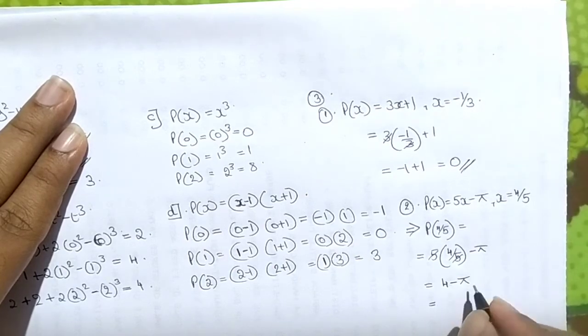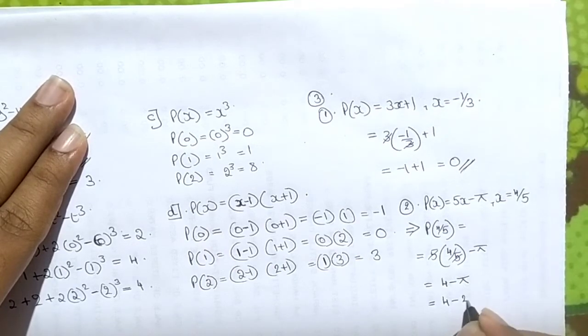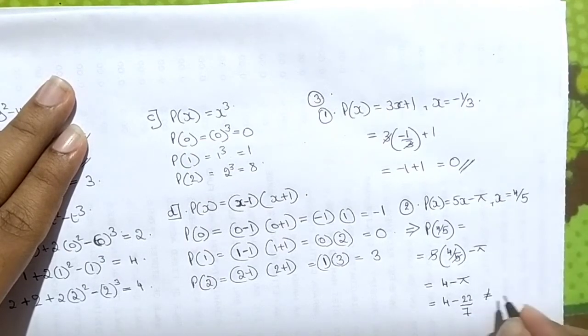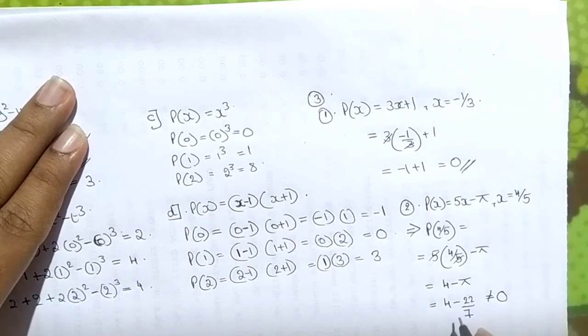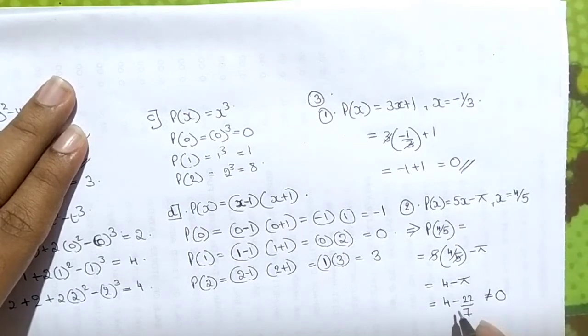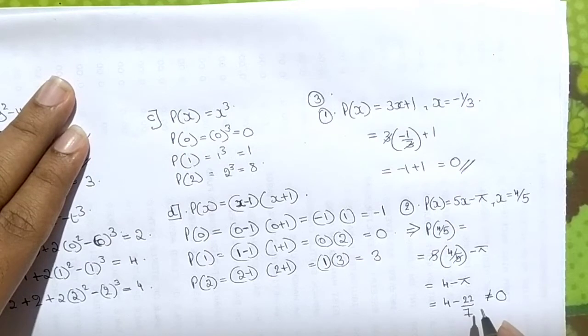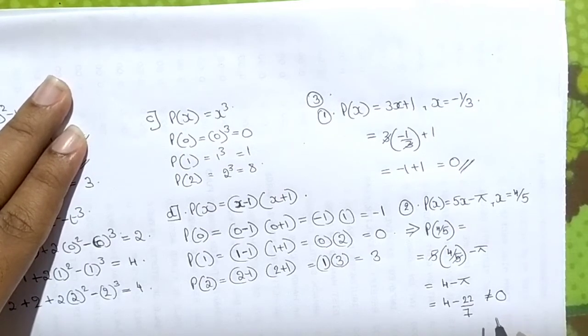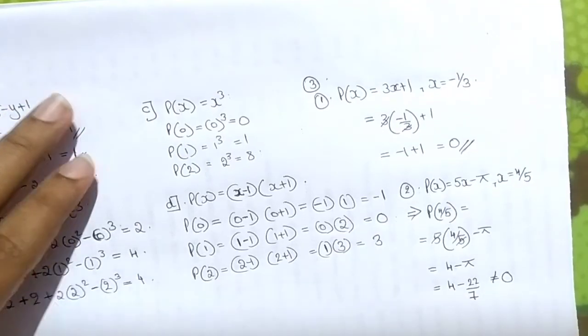You know, pi value is 22 by 7. 4 minus 22 by 7 is not equal to 0. You can directly see, if this value is 4, then 4 minus 4 is going to give you 0, but this value is never going to become 4. Why? Because 22 by 7 is not a 4, that's 3.14, you know. Hence this is not going to give us 0 of a polynomial.